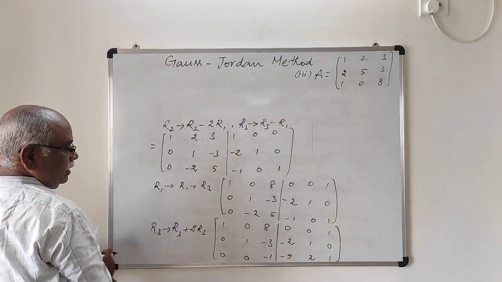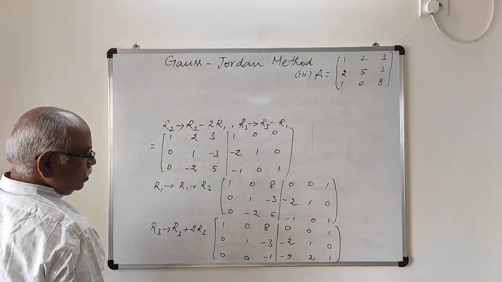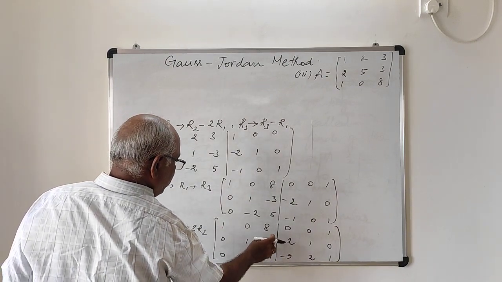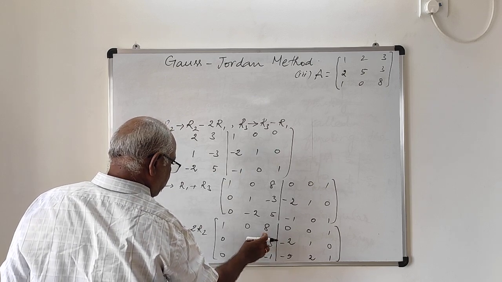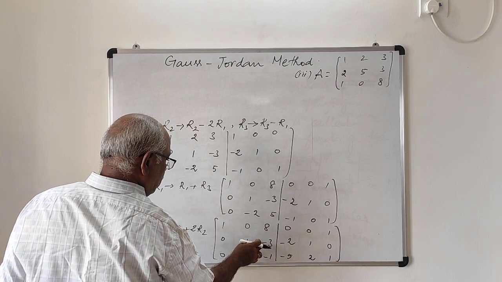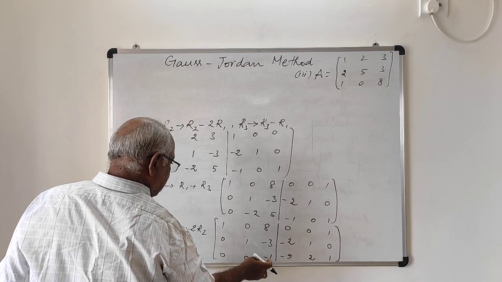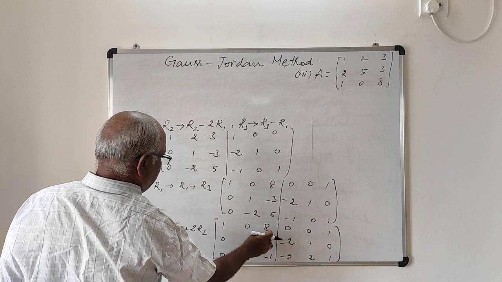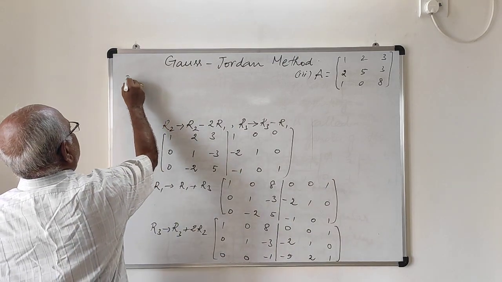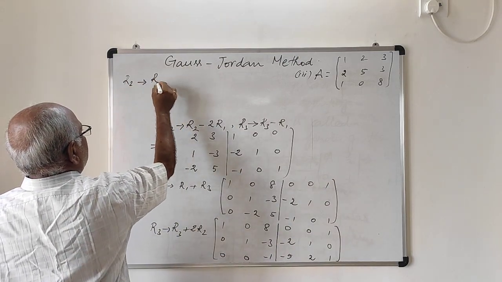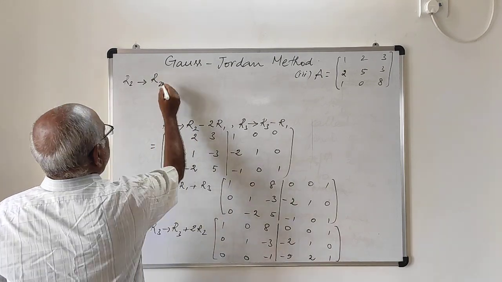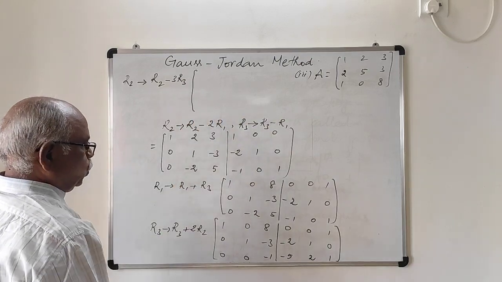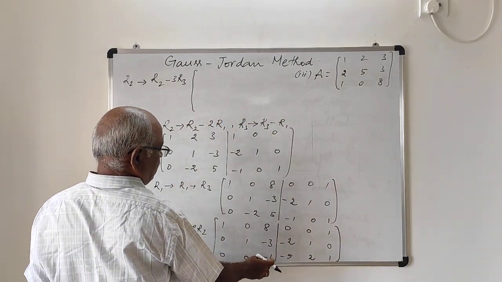Our next idea is that we have to convert this element in the matrix 1 0 0, 0 1 0 to 0. R2 minus 3 becomes 0. So R2 is equal to R2 minus 3 R3. Minus 3 R3 means minus or minus plus, so the element becomes 0. So our idea is R2 equals R2 minus 3 R3.